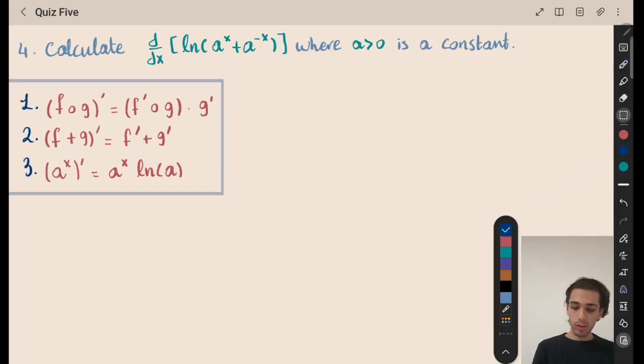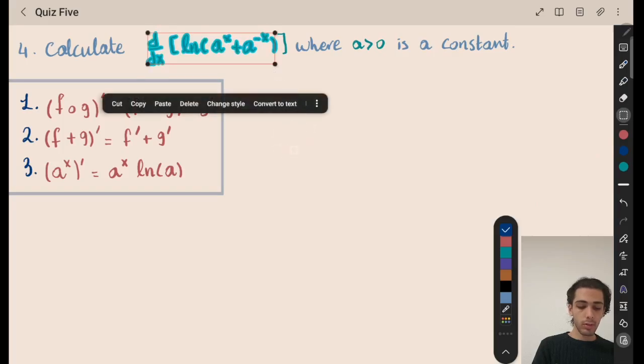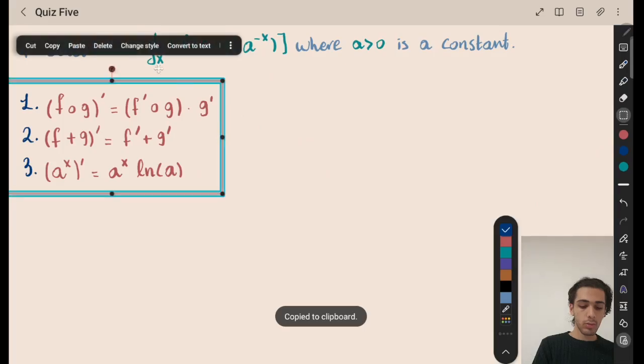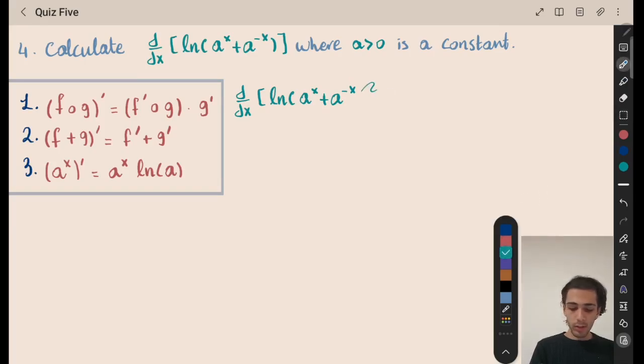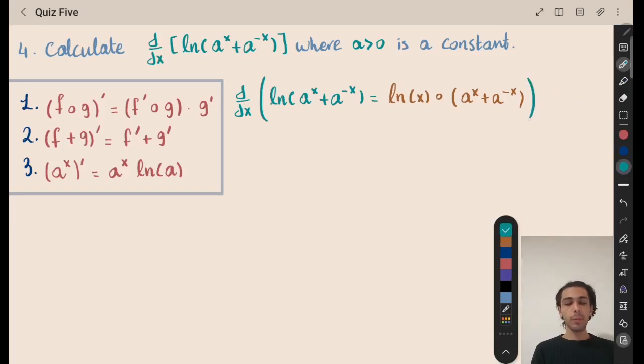So we start with the derivative of ln of a to the x plus a to the minus x. I hope it is clear that this is a composition of functions. So I hope you don't mind if I actually write this as ln of x composed with a to the x plus a to the minus x. And of course, this is what I'm taking the derivative of.